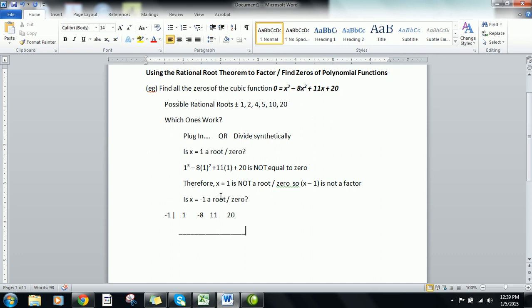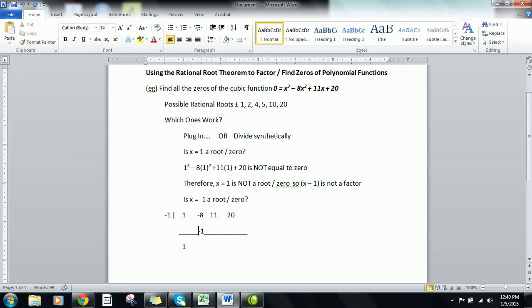I'm seeing if -1 is a root, and if -1 is a root, I'll get a 0 remainder, which means x plus 1 would be a factor of this cubic. So I start by bringing the leading coefficient, the 1, down. So down here comes a 1. And then I multiply -1 times 1. I put that right here.